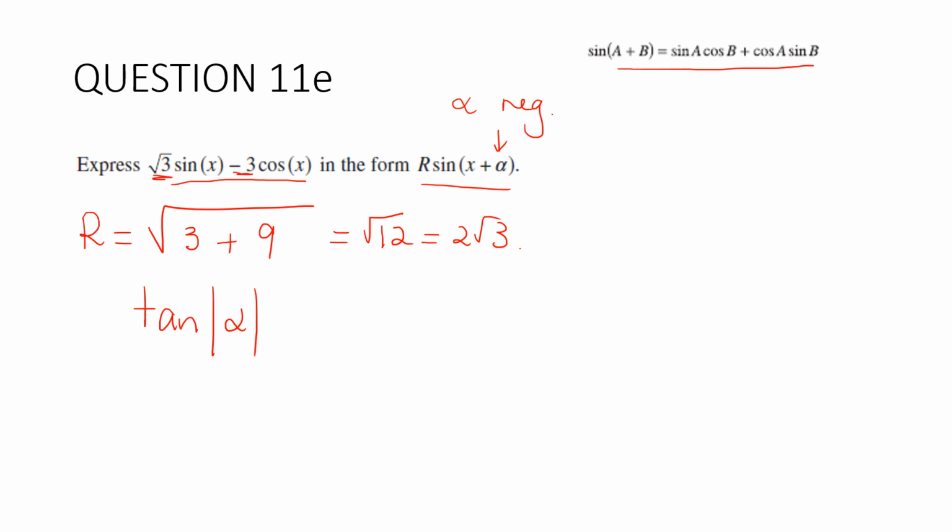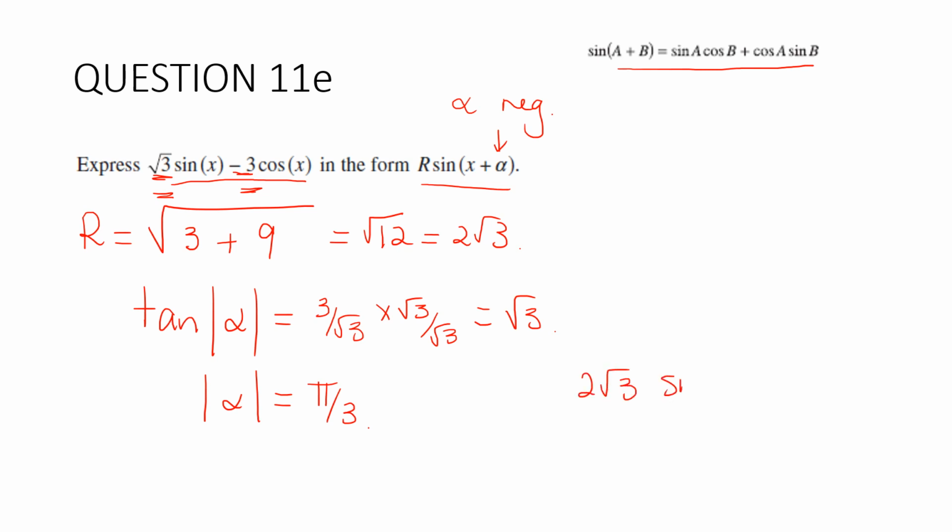Okay, and then I'm going to put the negative in at the end. So that's going to be equal to 3 over root 3. Timesing top and bottom by root 3, I have got 3 root 3 over 3, which is root 3. So the absolute value of alpha will be equal to 60 degrees, which is pi on 3. So our answer is r is 2 root 3 sine (x minus pi on 3).